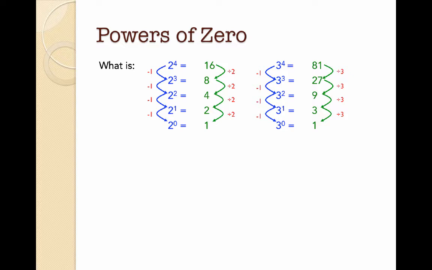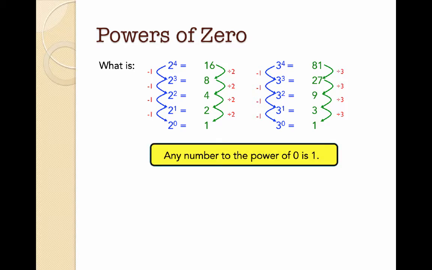And in fact, this pattern holds for absolutely any number that we know. The last step, when we're going from a power of 1 to a power of 0, will always be to divide the number by itself. And this leads us to our rule, that any number to the power of 0 equals 1.